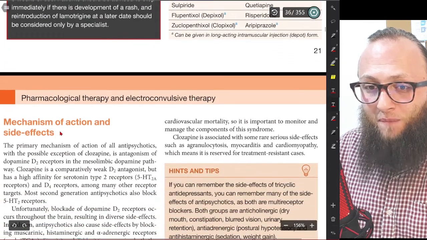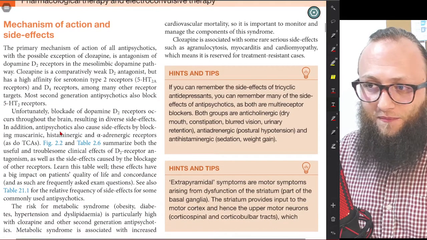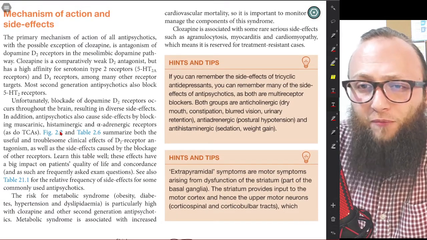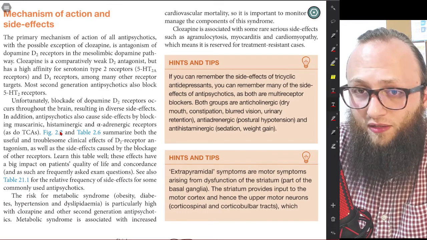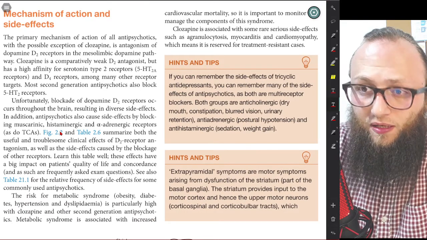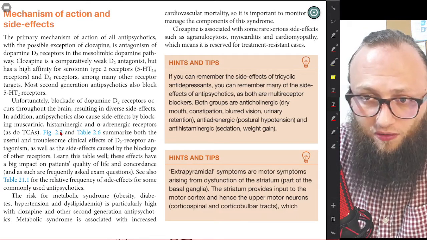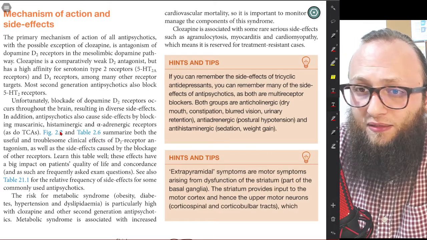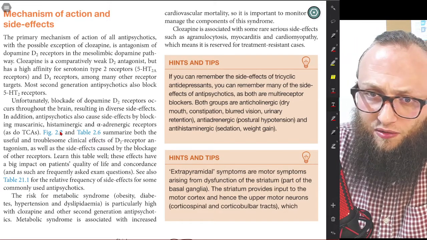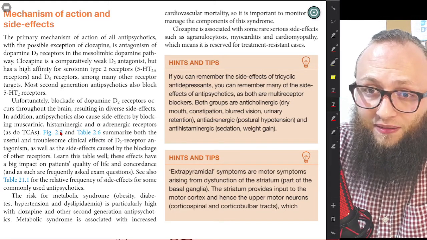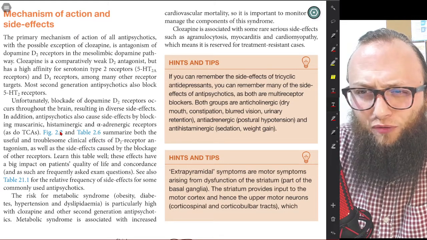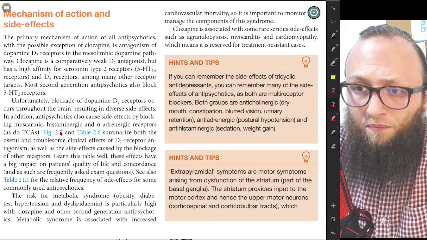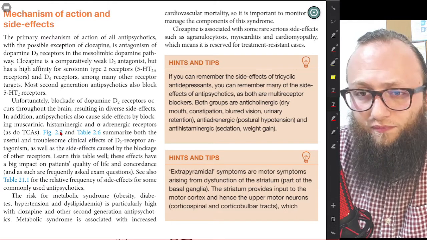Okay. Mechanism of action and side effects. And again, I'm just going through this quickly. The primary mechanism of action of all antipsychotics, with the possible exception of clozapine, is antagonism of dopamine D2 receptors in the mesolimbic dopamine pathway. Clozapine is a comparatively weak D2 antagonist, but has high affinity for serotonin type 2 receptors, 5-HT2A receptors, and D4 receptors, among many other receptor targets.